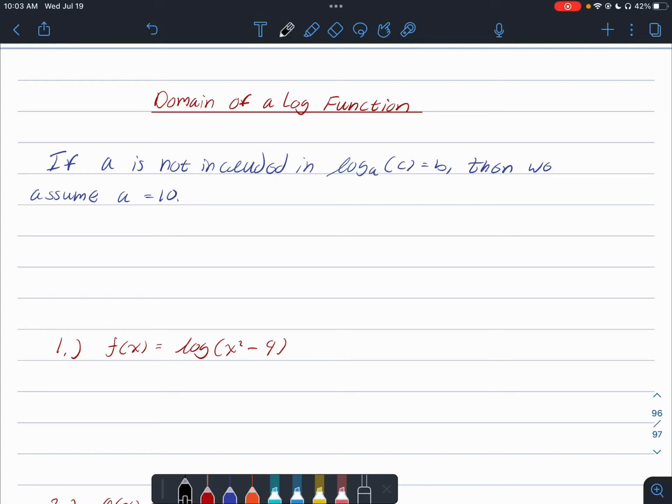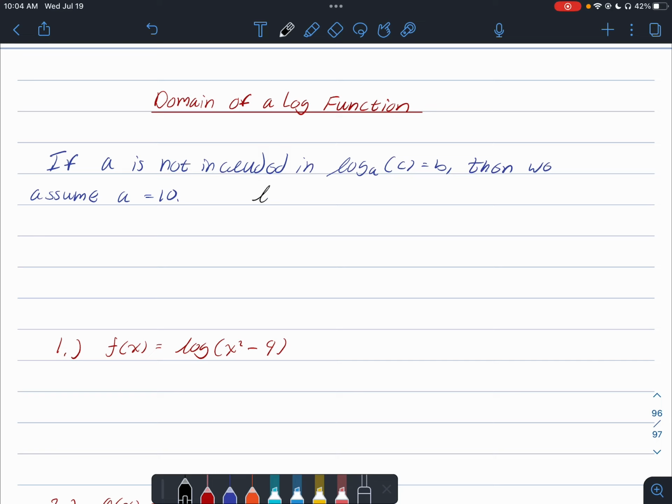Here, I would like to look at the domain of a log function. But before we do that, we have to talk for just a second about a normal convention we use for log functions. So if we have that a is not included in log base a of c is equal to b, then we usually assume that a is equal to 10. This is because log base 10 is usually the most common log function you're going to see. So if we don't see a present at all, that means a is equal to 10.